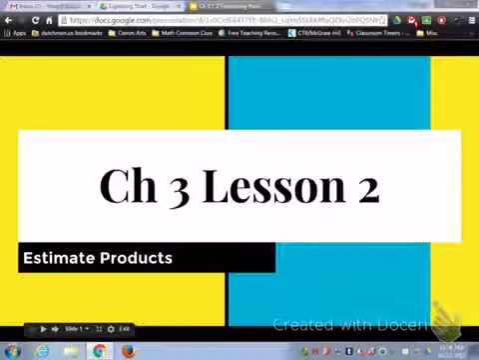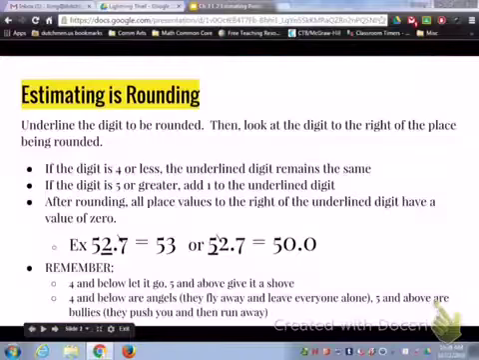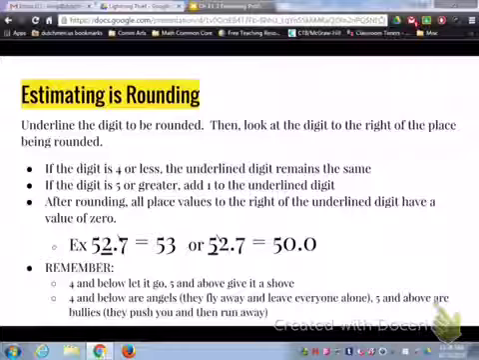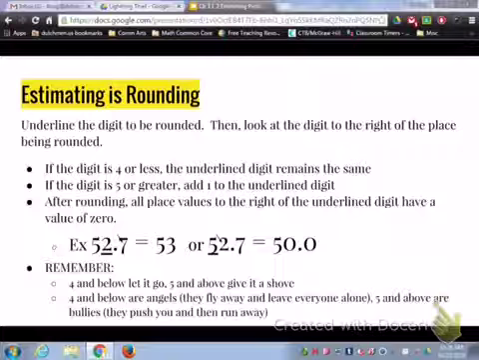Okay, we've been talking about adding and subtracting decimals. Now we're going to move on and talk about estimating products. Products means to multiply, and estimate means to round. So, if you are told to round to a certain place, you are going to underline that digit to be rounded. Then you're going to look at the digit to the right of that place to determine whether you round up or stay the same.